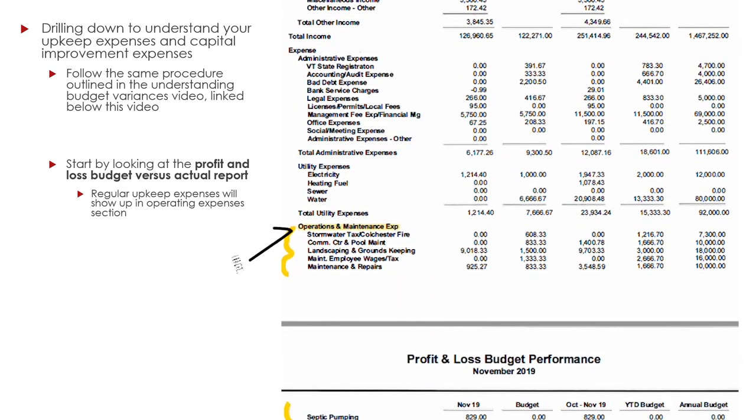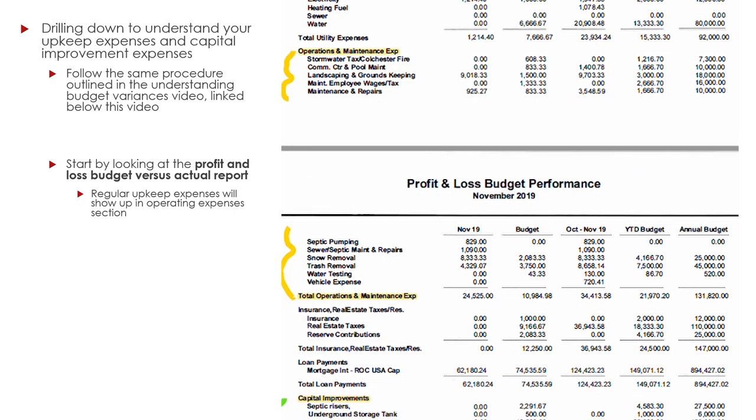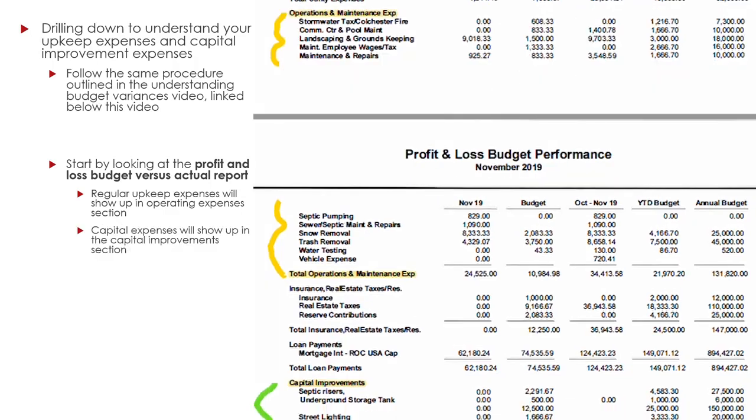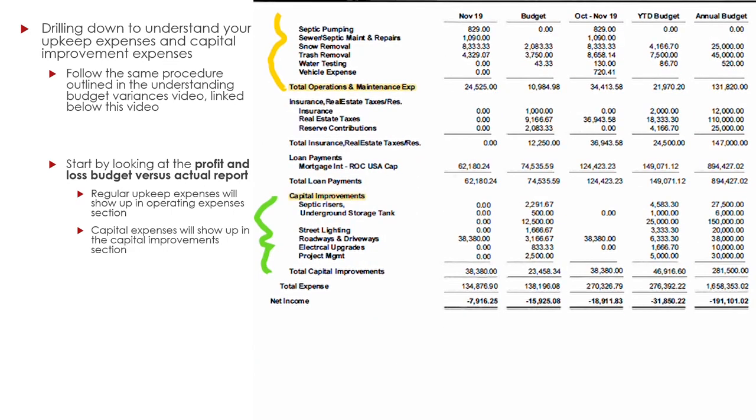Regular infrastructure upkeep items will show up under the Operations and Maintenance parent category. You can see a number of upkeep categories just like the ones we covered during pop quiz time, such as water testing, septic pumping, and snow removal. Capital improvement expenses show up in their own category at the bottom of this report. Here you can see the $38,380 roadway and driveway project that we saw come out of the replacement reserve account.